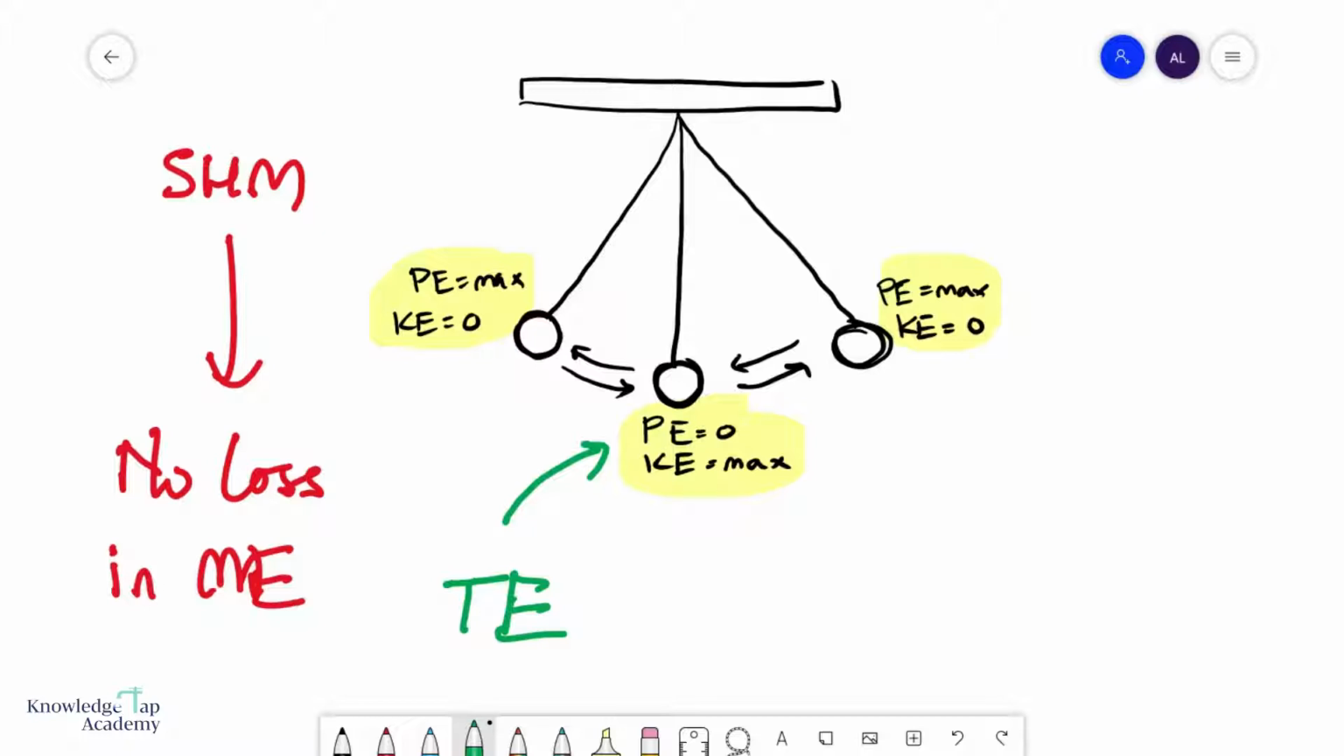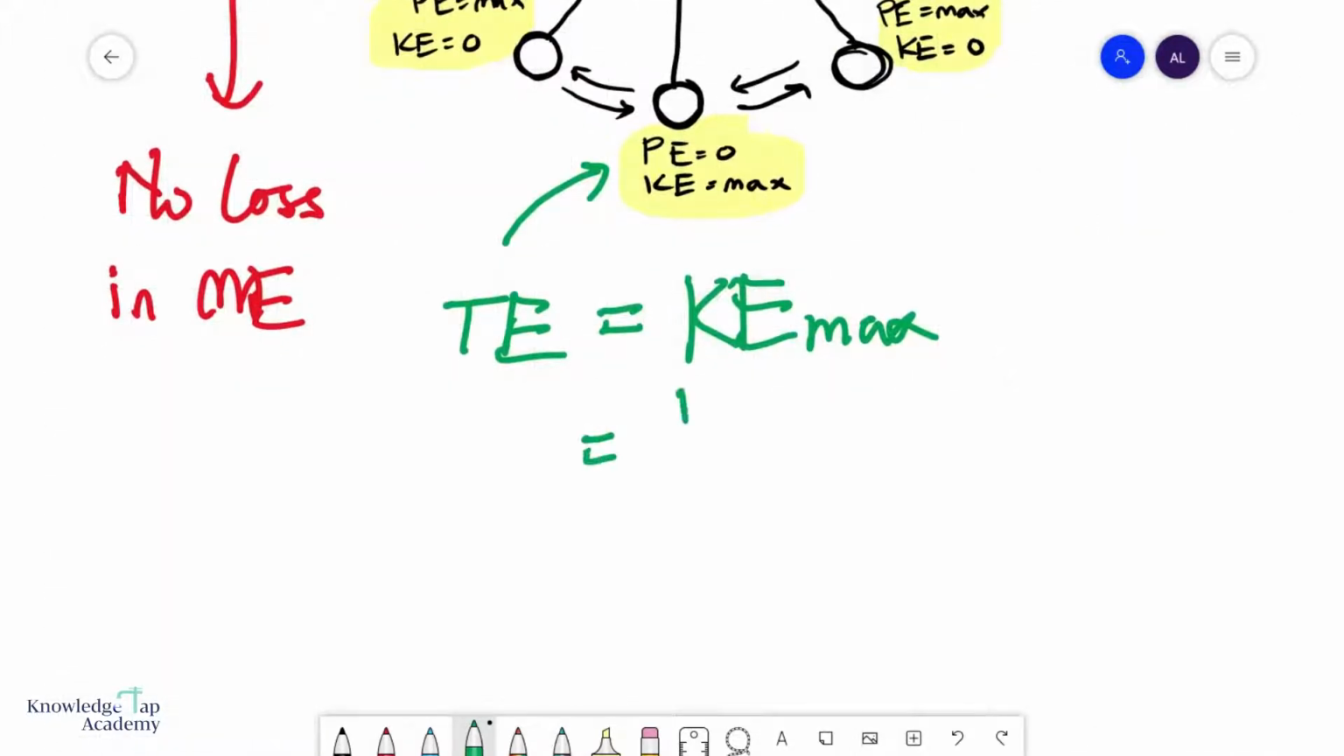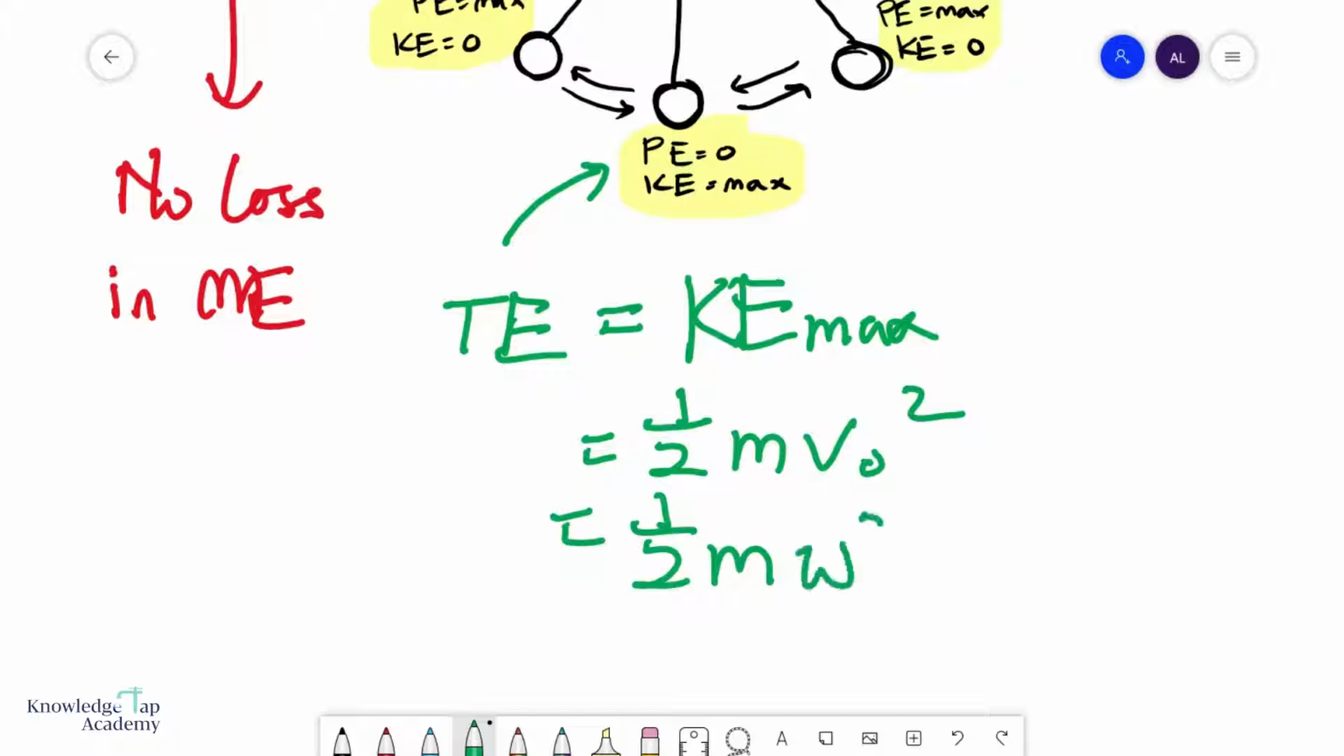And so since the energy is conserved, at the equilibrium point, PE is zero, and so the total energy must equal the KE at equilibrium, which is KE max. And so we're going to come up with an expression for this, which is of course half m v naught squared, and we've seen before that v naught can be expressed as omega times amplitude. And this is a very, very useful relationship that we can use in SHM: the total energy of an object in simple harmonic motion.